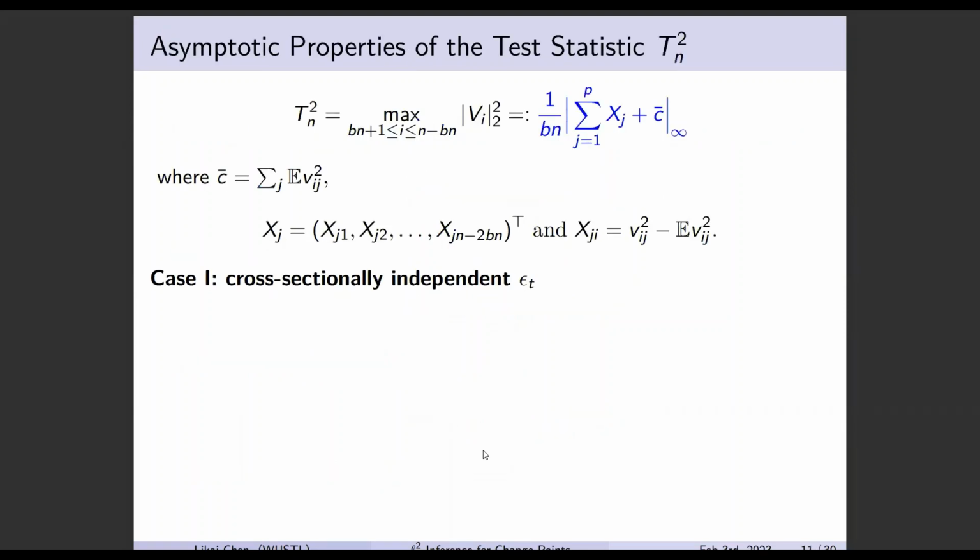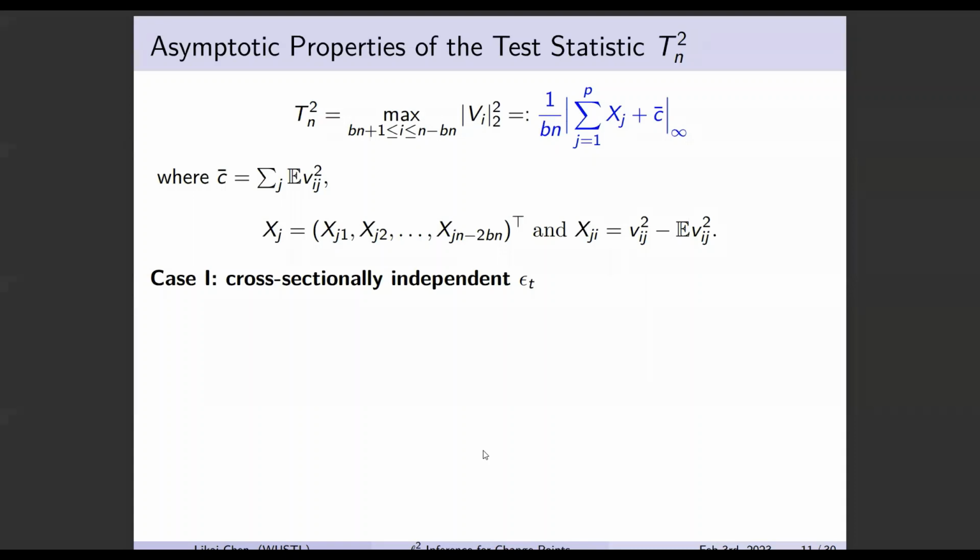So here I will very briefly outline the idea about how to find the asymptotic distribution, and then I will state the results. Essentially, the key idea is we only need to rewrite the statistic into this vector Xj. What is this Xj? Each coordinate of Xj is Vij squared, centered. So the centered version of Vij, where Vij is just the j-th coordinate of Vi. And we pile all those i's together as a vector. So Xj now is a vector.